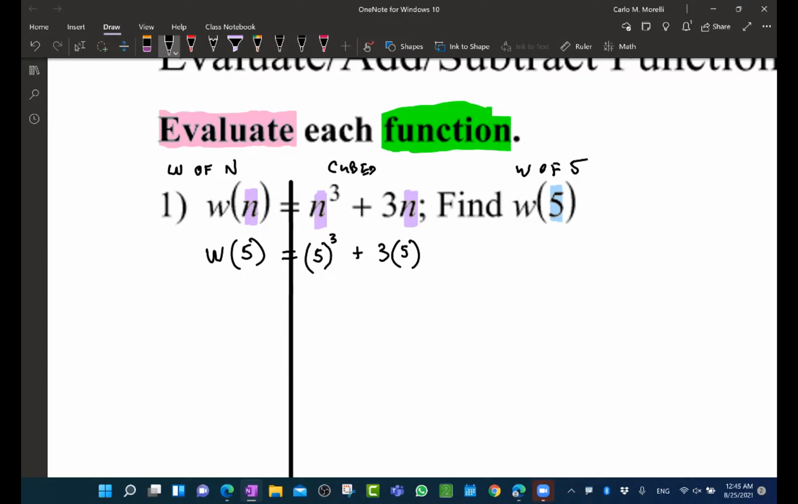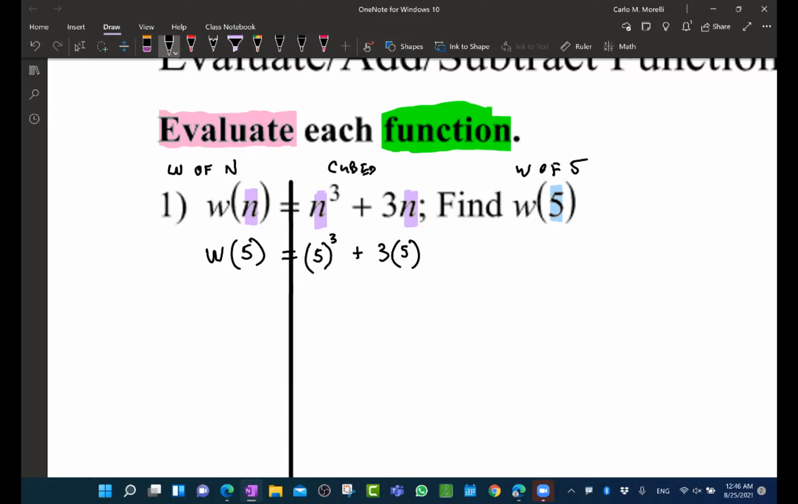So every time we write an algebraic sentence, we write out the full sentence. Okay, so this is a full sentence. W of n is n cubed plus 3n. Okay, the equal sign means is. So the next line is W of 5 equals 5 cubed plus 3 times 5, right?